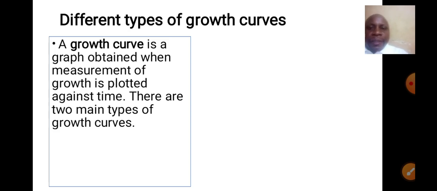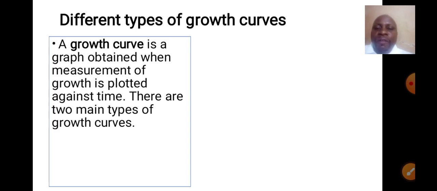When you plot measurement of growth against time, we shall actually obtain what we call the growth curve. Now, we have two main types of growth curves. Can you guess?